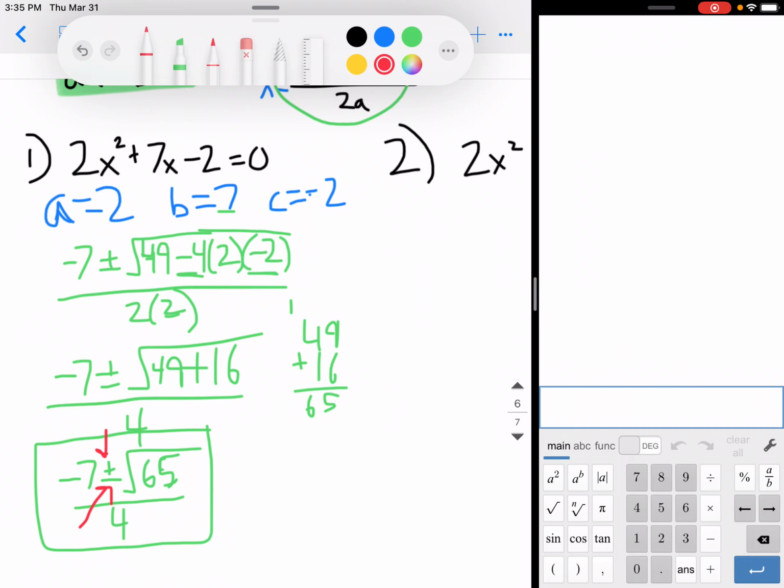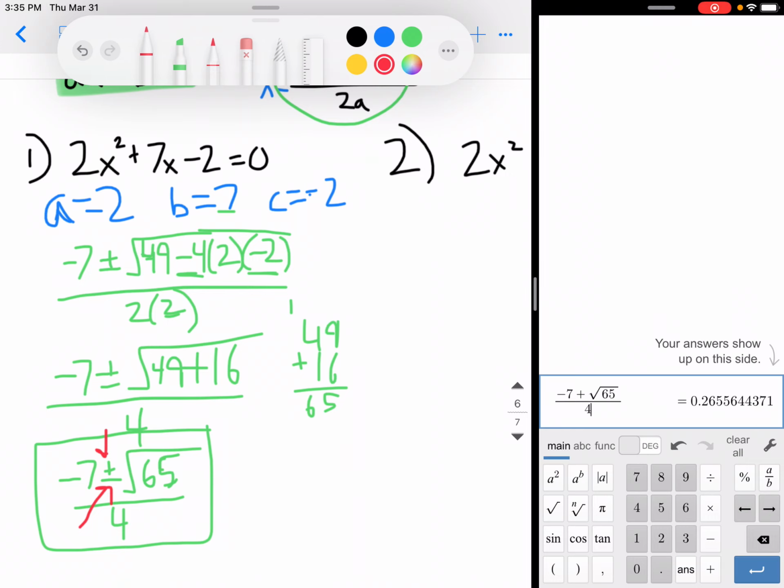Now, sometimes you might be asked for a decimal equivalent. So in order to do that, I'm going to show you using Desmos's scientific calculator. And so for the first one, I'm going to type in -7. And since this is going to be a fraction, I'm going to get a fraction bar going. So let me do that first, actually. All right, so -7 plus square root 65 all over 4.